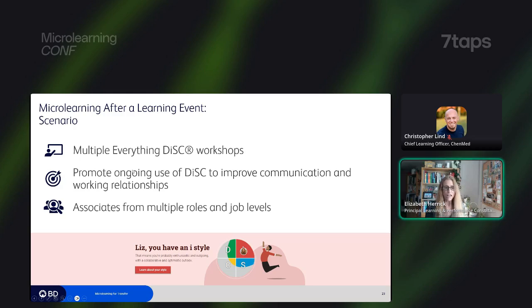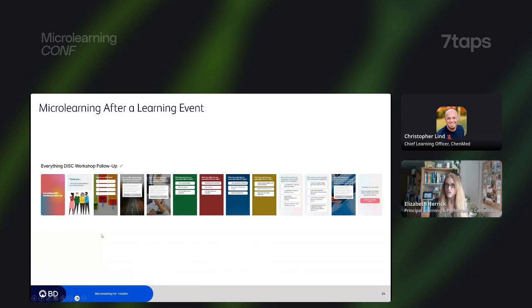Then finally, this is an example of what to do after a learning event. I deliver DISC workshops, and it's very important for me to promote the ongoing use of DISC because I don't want it to be one and done. The power of this is to keep using it after the workshop. And my audience includes all different roles and job levels. You'll see this is a slightly longer module, but it's still micro.